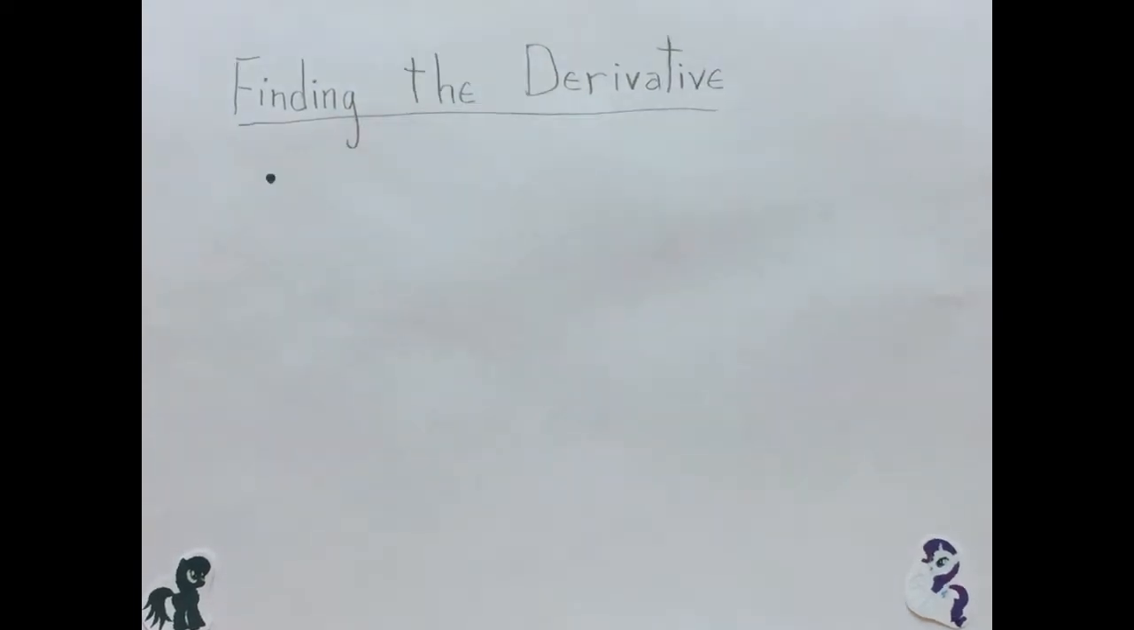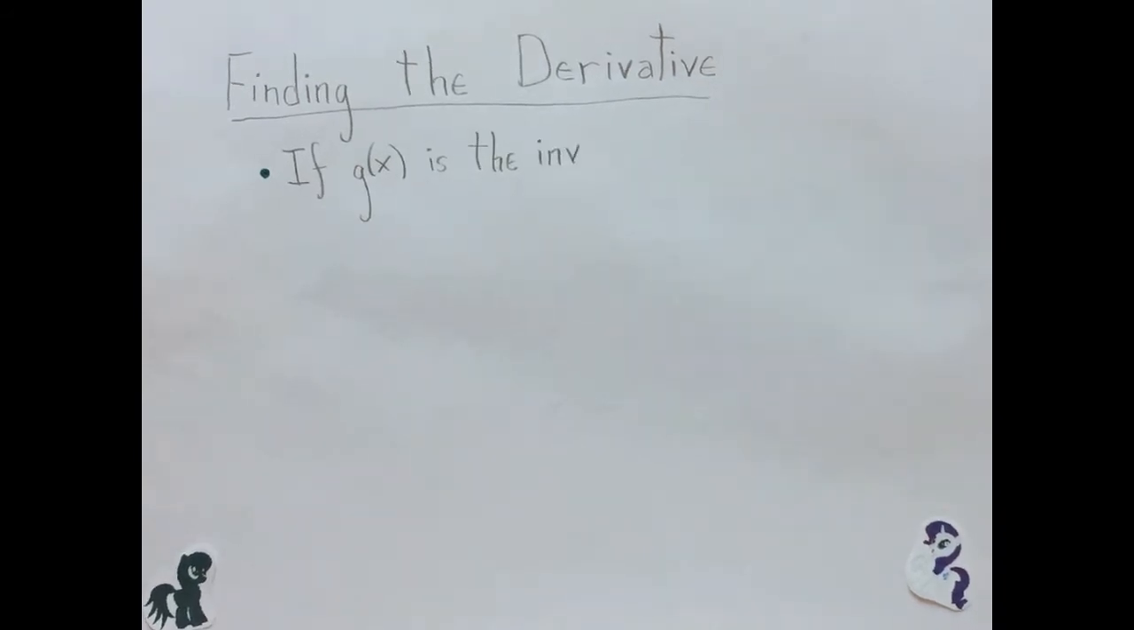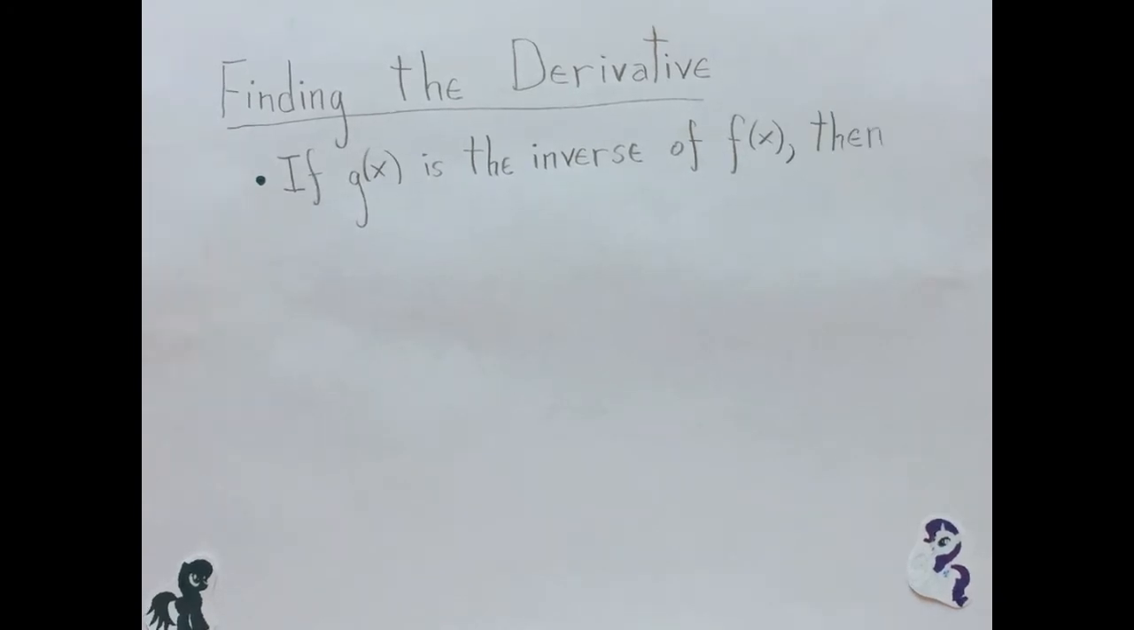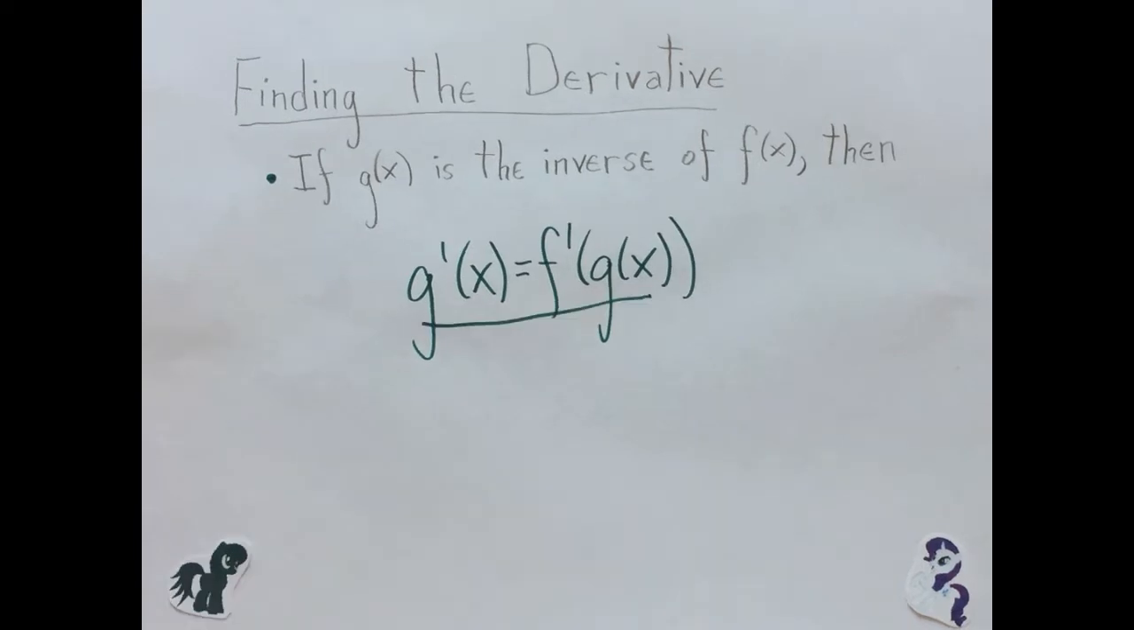There is a formula to find the derivative of an inverse function, which states that if g of x is the inverse of f of x, then g prime of x equals 1 over f prime of g of x. In other words, the derivative of an inverse function g of x at a certain point is the derivative of the original function f of x evaluated at g of the point.